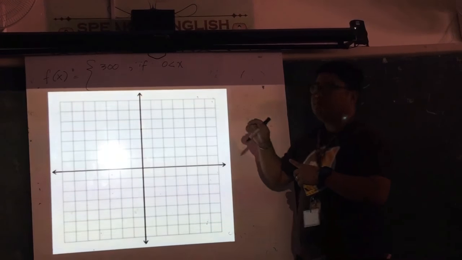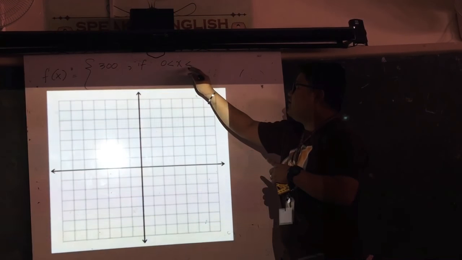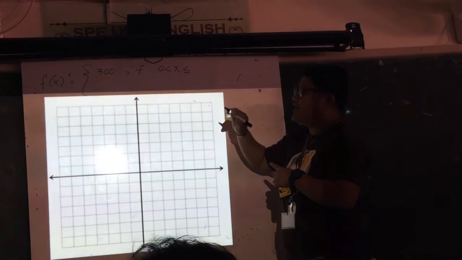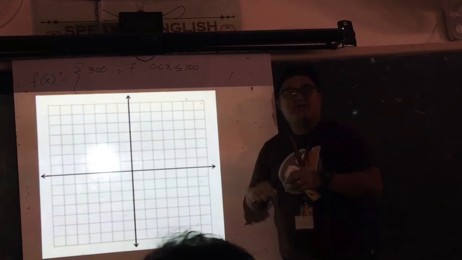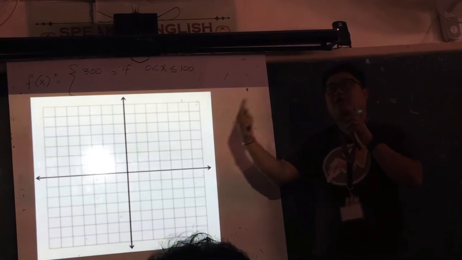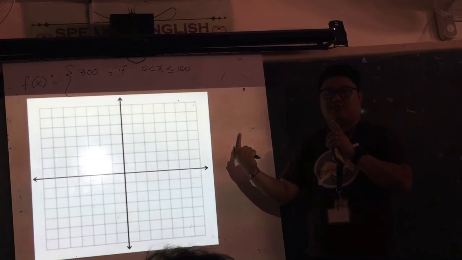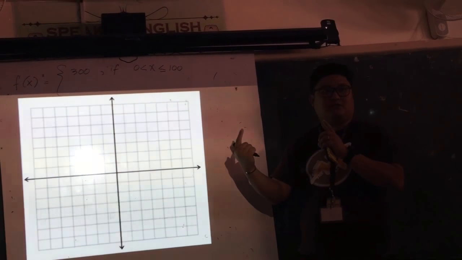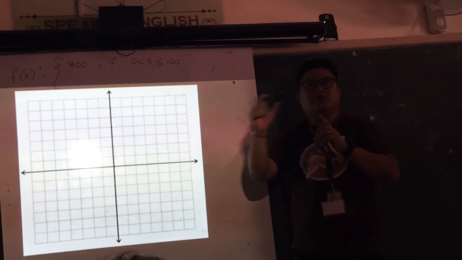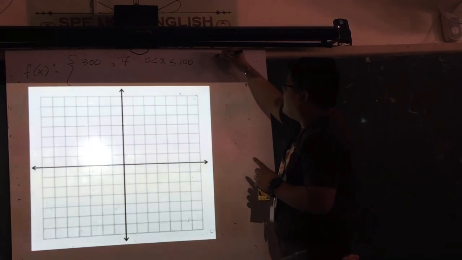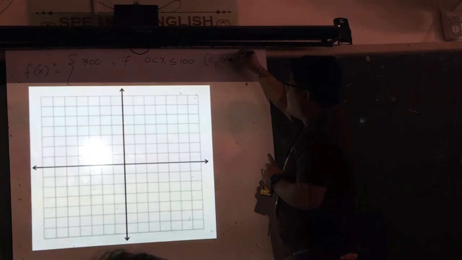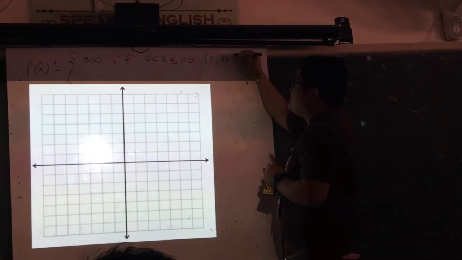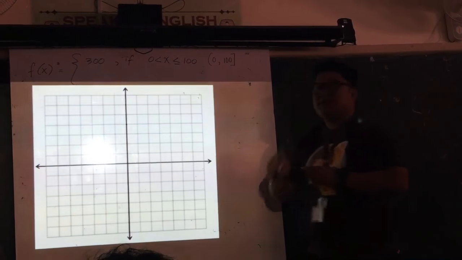And then X is less than or equal to 100. What does it mean? It means maybe up to 100 text messages. The maximum is 100. Okay? So from 0 to 100. And that means in the interval notation, it's from 0 to 100. Is 100 included? Yes, so bracket.